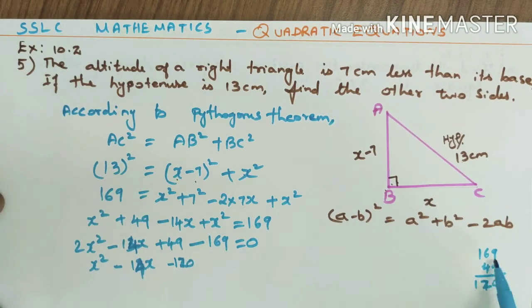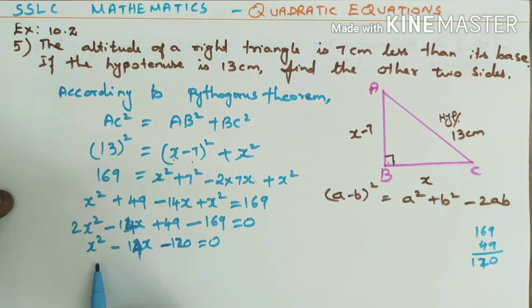If you subtract 169 minus 49, you will be getting 120. So here subtract the number and put the greater number sign. Here the greater number sign is negative. So this is minus 120 is equal to 0. Is it clear, children? Now find the factor of this 120.